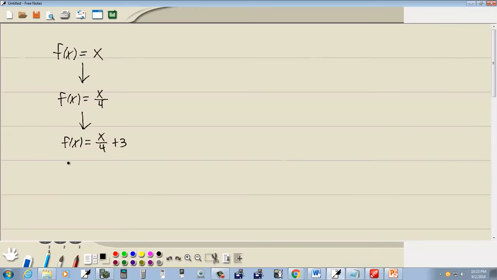And then we'll multiply by 2. So we got f of x is equal to 2 times x over 4 plus 3. So we're multiplying what's in our previous transformation by 2. Now if I multiply the 2 through, this is a distributive property.